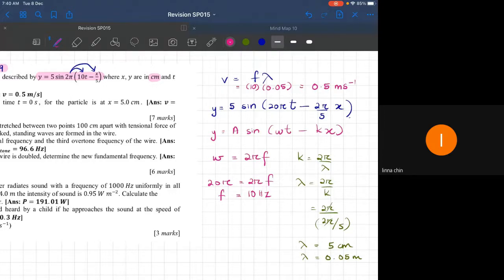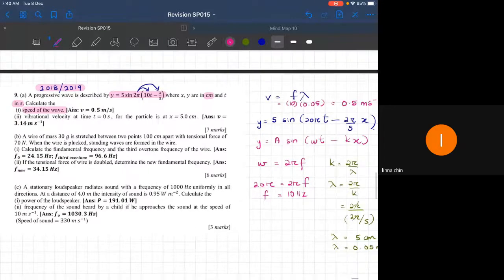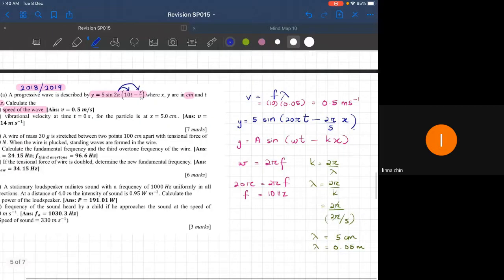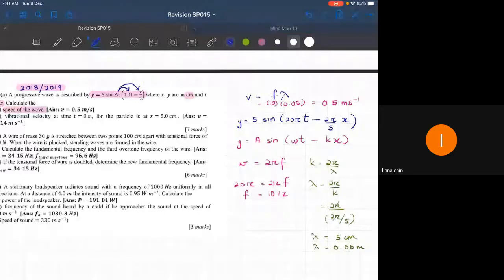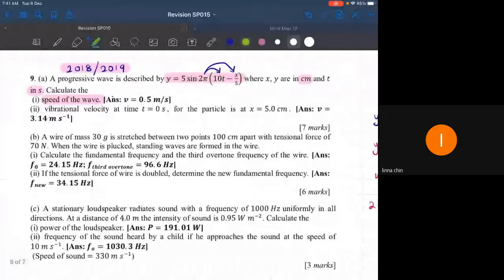Okay, done that. So sekarang ni dia nak vibrational velocity. Kamu tulis dulu. Siapa yang tak sempat salin tu. Okay, vibrational velocity. So we want the vibrational velocity apabila T sama dengan kosong dengan apabila particle is at X sama dengan 5 cm. Okay. So sekarang ni kamu tak ada equation untuk velocity, kamu ada equation untuk displacement saja.